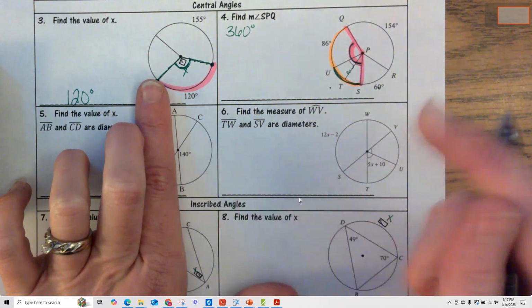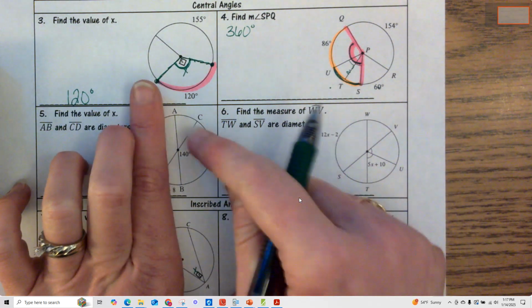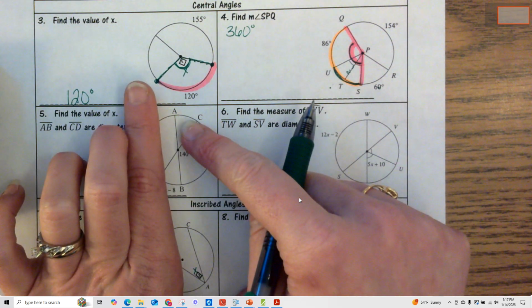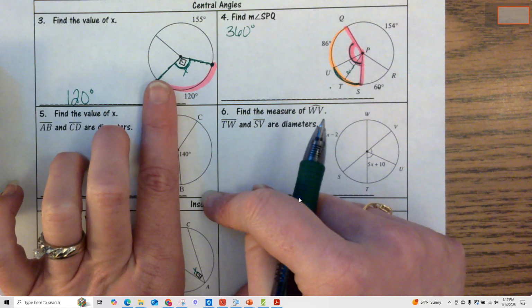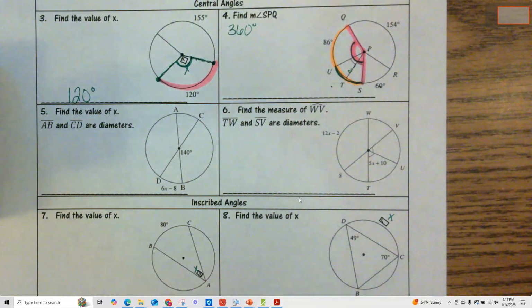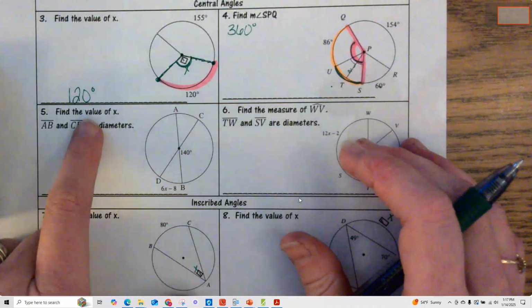By 2, so 180. Okay? So all the way around the circle is 360. Halfway around the circle is 180. That's another relationship that you kind of need to know. So find the value of x.